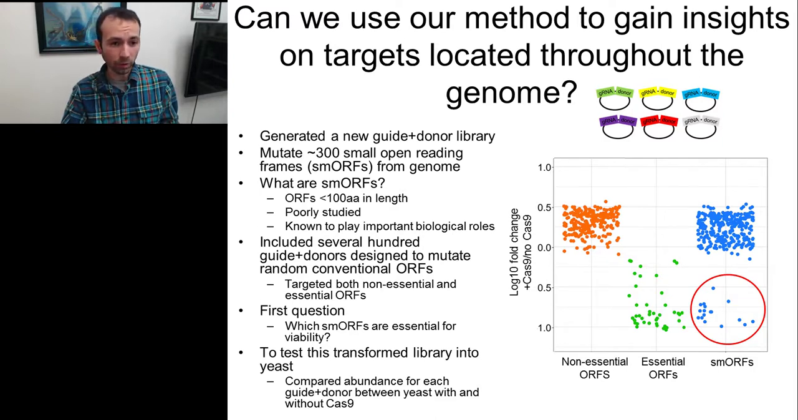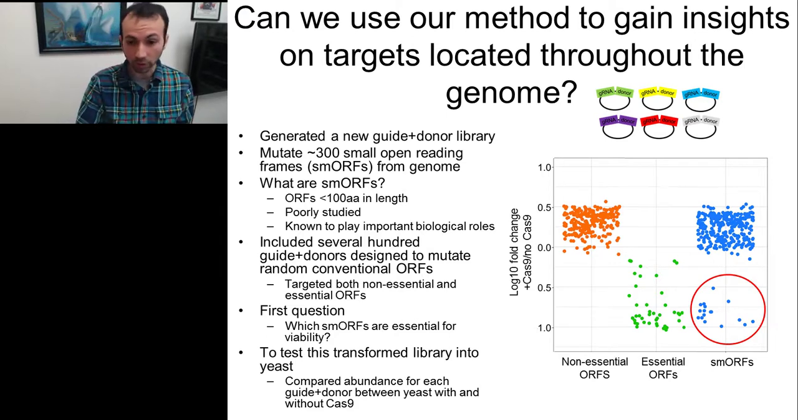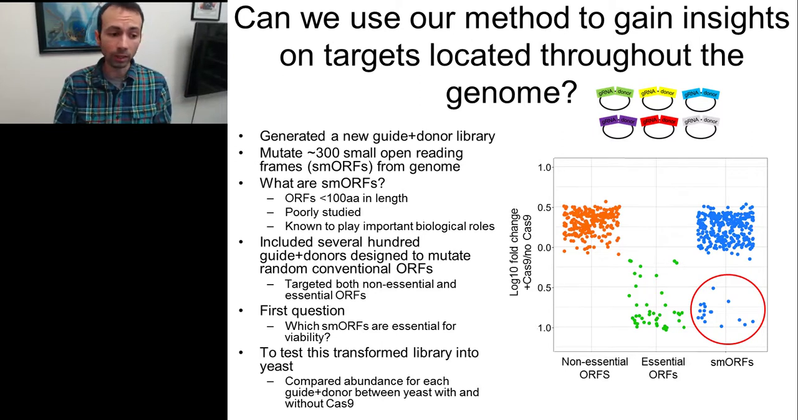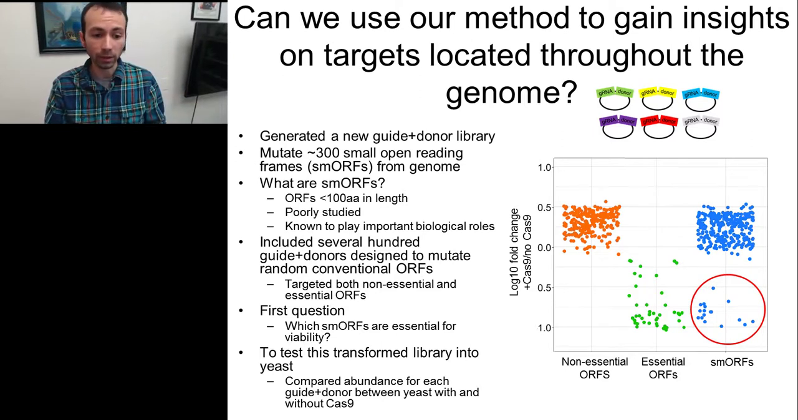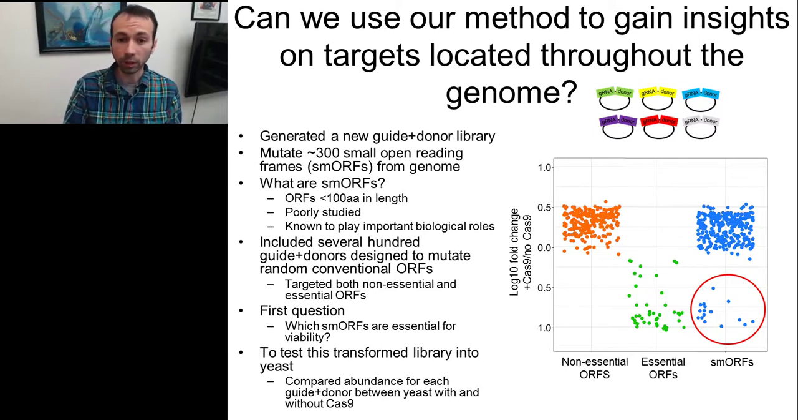And so what are SMORFs? SMORFs are open reading frames that are less than 100 amino acids in length. What's funny is that classically, open reading frames had been defined as being 100 amino acids and larger, but that's an arbitrary number. There's no reason why a protein can't be shorter than that. And so SMORFs tend to be rather neglected in the biological space, and we thought this was a good opportunity to try to understand their function better.